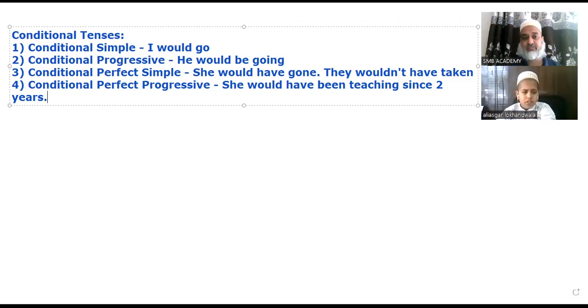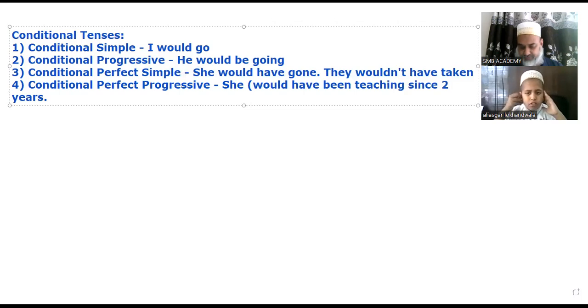But I'm not very much sure about 2 years. That's why I'm adding would. If I'm sure about that, okay, she is teaching from last 2 years, then I will skip the would. I will skip would, and what I'll write? She has been. If I skip the would, then it will come. She has been teaching since 2 years.